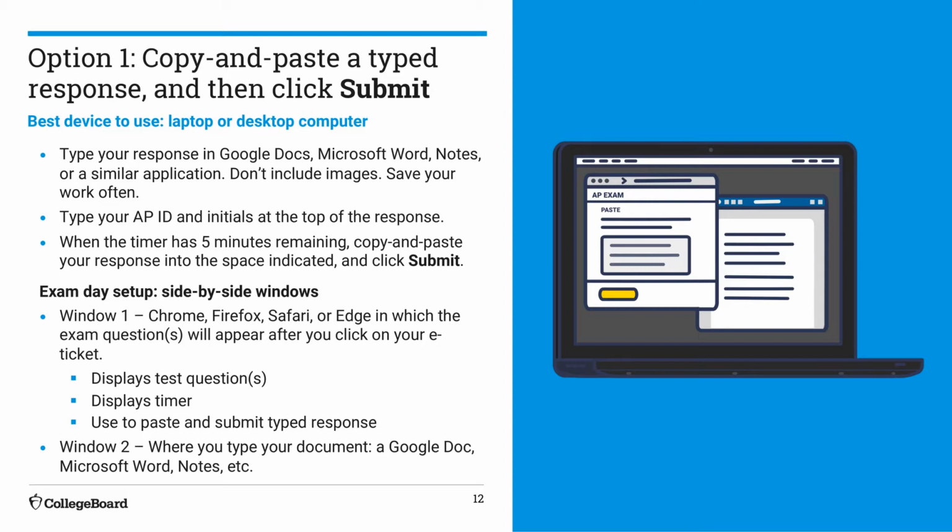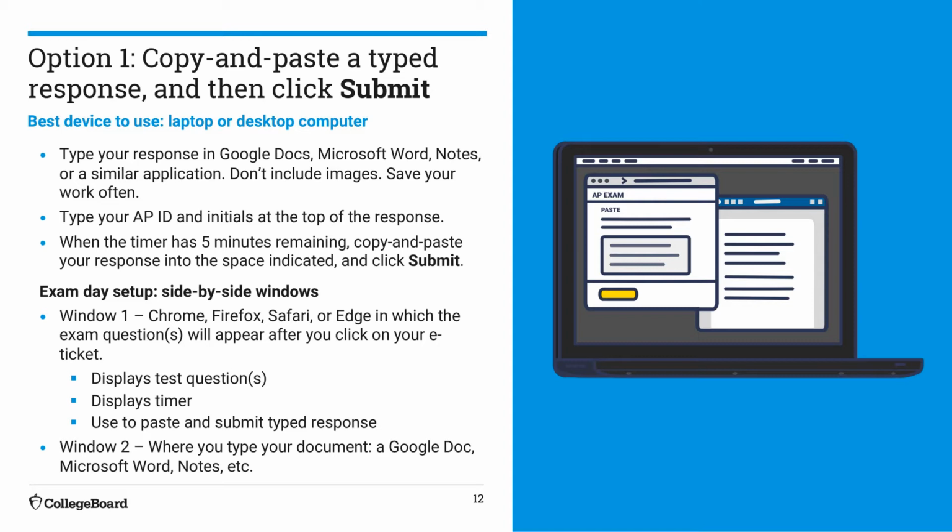And in the second window, you're going to use Google Docs or Microsoft Word or something else that types. Do not include images. They are not going to score images this year. Save your work often. If you have Google Docs, it'll automatically save. If you have Word, make sure you constantly save. At the top of every page, whether you're typing or writing, you're going to put in your AP ID. That's going to be on your e-ticket, and the initials. And then you're going to have time. And at 5 minutes to go, the timer will turn red. And that's the time where you can begin to submit your response.